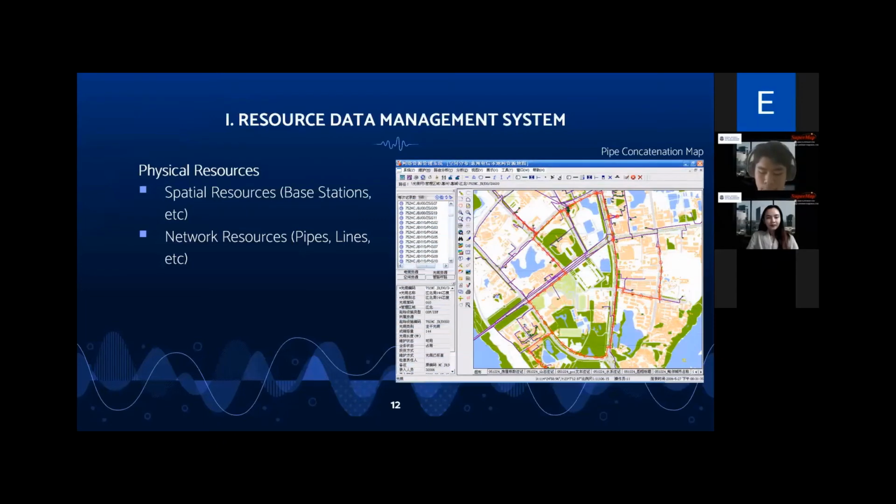The first type is the physical resources. These resources include spatial resources and network resources. Physical resources, as the name suggests, are resources with physical form. This means that they have a location and shape or geometry. These resources can therefore be described using their spatial attributes in a GIS environment.